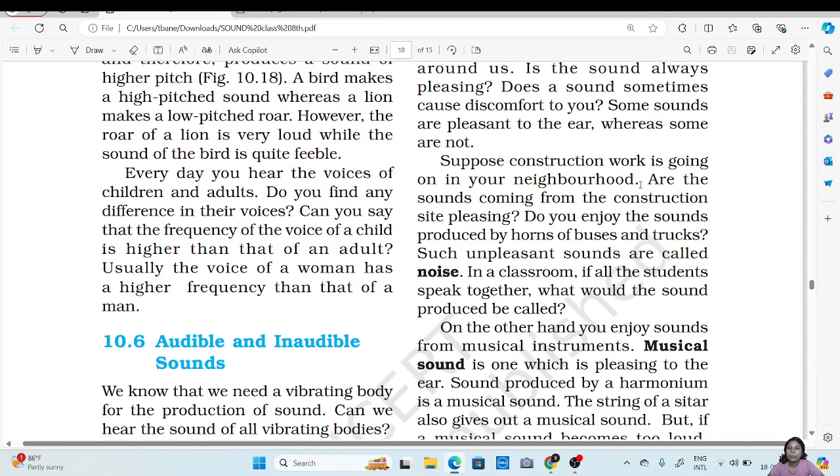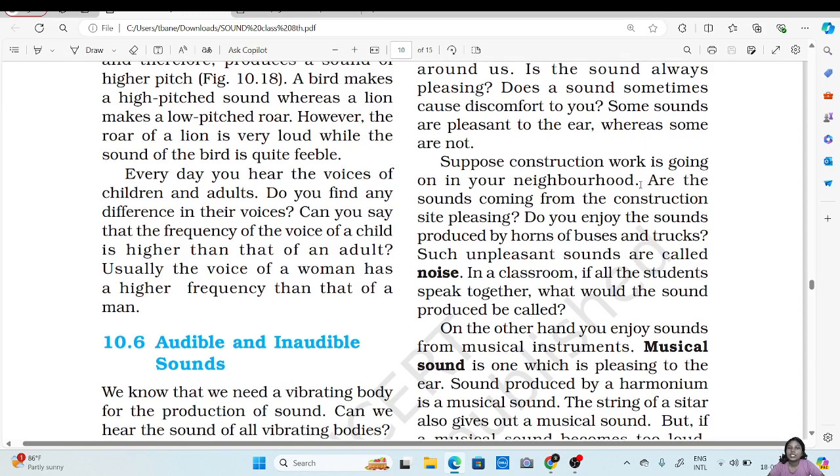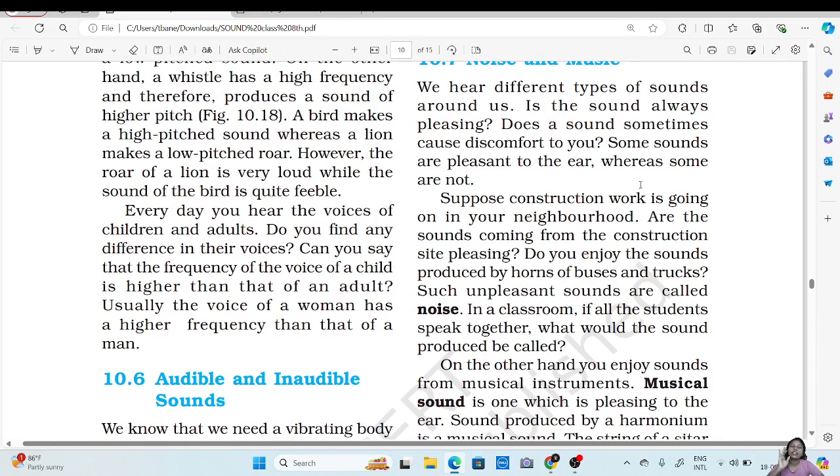Some sounds are pleasant to hear, whereas some are not. Some sounds we like to hear. Say you are stuck in traffic and you can hear the honking sound. That is not a pleasant sound. We don't like that sound. The opposite would be you're playing some music at a very loud volume, but you're enjoying it. It is not causing any discomfort or irritating you.